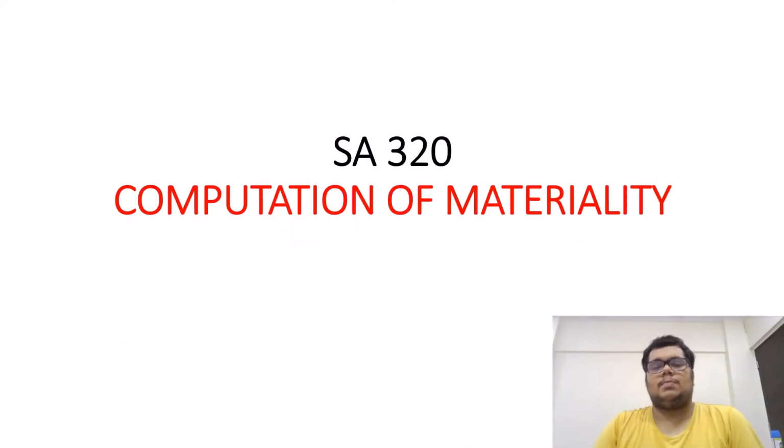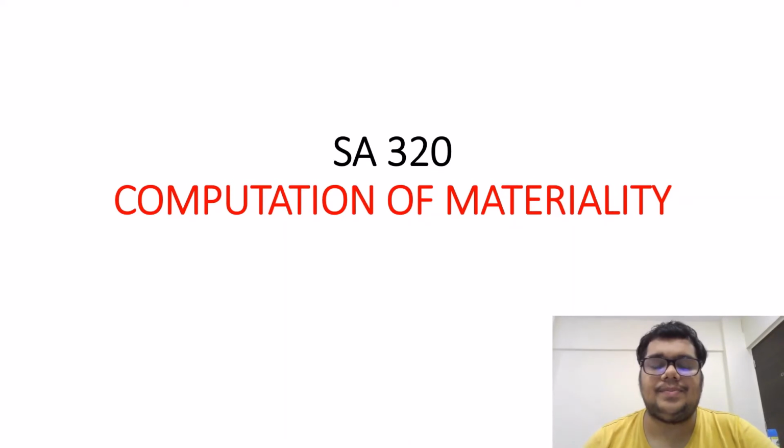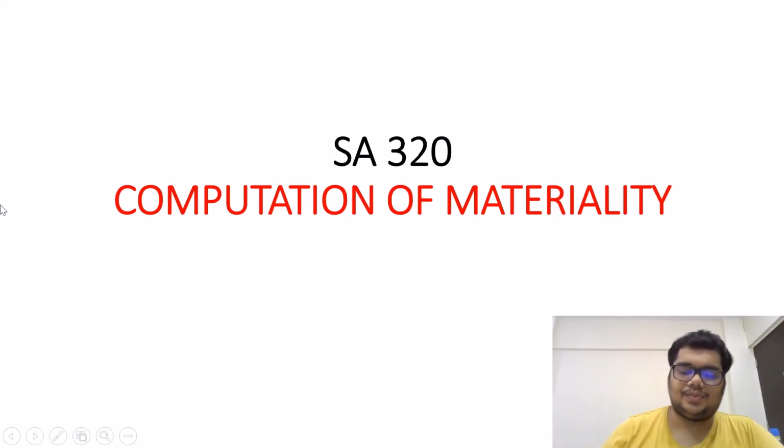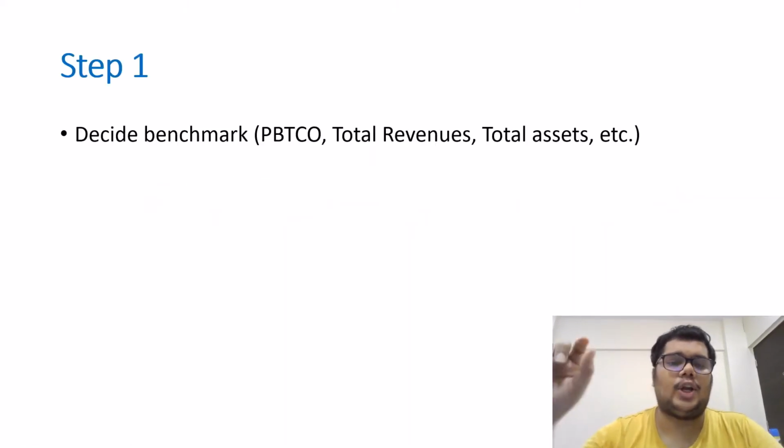In this part, we are going to determine how we compute materiality. This is not actually discussed in the standard, but this is how it is practically done. We will try to understand how materiality is computed in order to appreciate the concept better, to understand why materiality is computed and what the different thresholds in materiality are, and to appreciate this standard better. So first of all, for computing materiality, we first decide a particular benchmark.